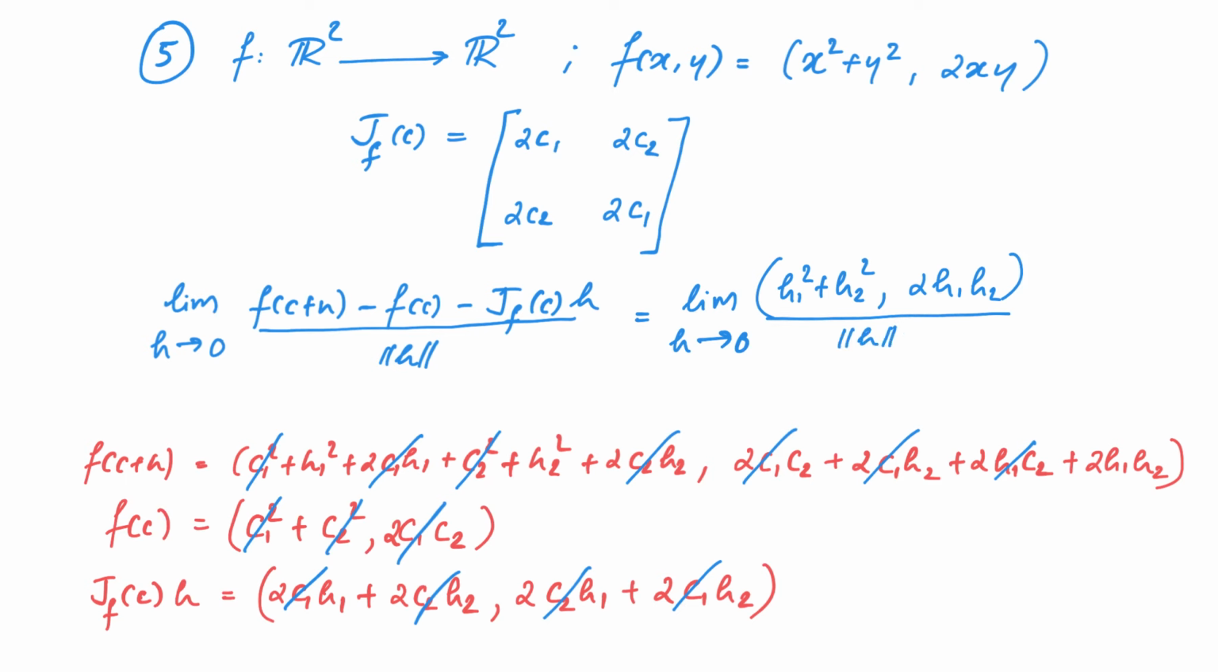Now notice that h1^2 + h2^2 is equal to ||h||^2. Therefore, (h1^2 + h2^2) divided by ||h|| is equal to ||h|| which tends to 0. On the other hand, 2h1h2 is less than or equal to h1^2 + h2^2 which is equal to ||h||^2. As ||h||^2 divided by ||h|| itself tends to 0, 2h1h2 divided by ||h|| also will tend to 0. Thus, this limit will be equal to 0 and hence the function is differentiable.